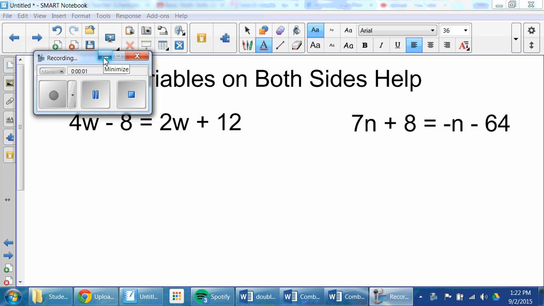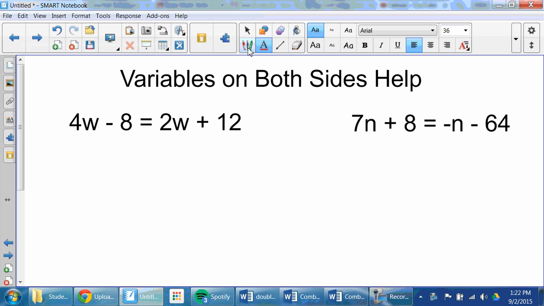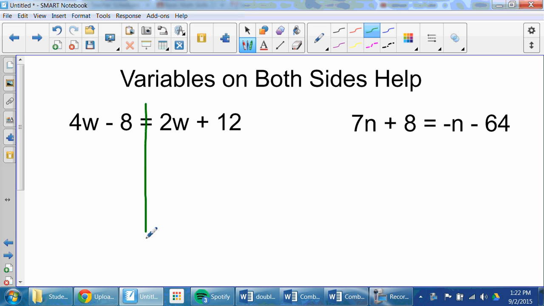For this video, we are going to work on variables on both sides equations. So when we say both sides, we mean both sides of the equal sign. So there's a variable w over here and a variable with a w over here. So on this first one, what I want to do is take our variable from the right side and do the inverse operation to the left side.